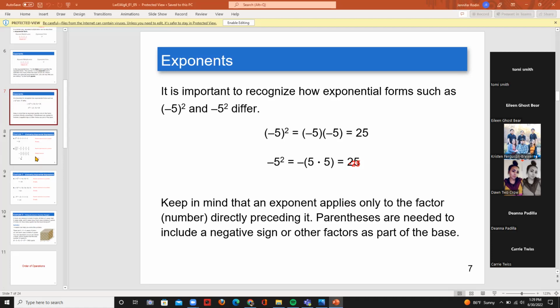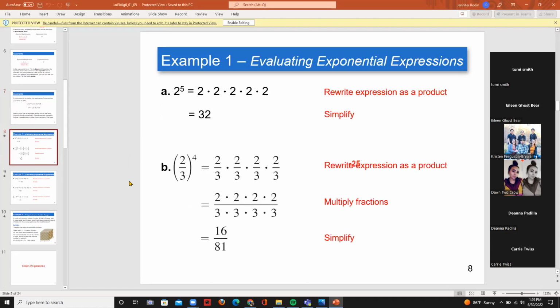Get away from that page. Okay. Now here are some practices. 2 to the 5th would be, when they say rewrite as a product or expanded notation, that's when you go 2 times 2 times 2 times 2 times 2, and then the answer is 32. Always somebody's going to say, but isn't it 10? Not 5, isn't it 10? No, it's 32 because it's 2 times 2, which is 4, times 2, which is 8, times 2, which is 16, times 2, which is 32.